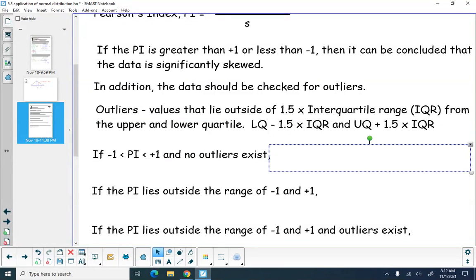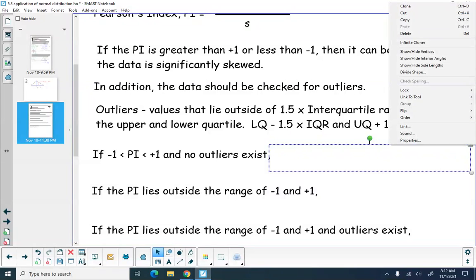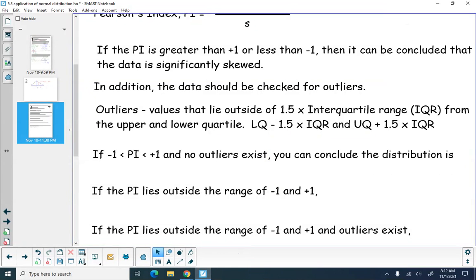If your Pearson index is between 1 and -1, you have no outliers, you can conclude that you have a normal distribution, approximately normally distributed. Once again, it's a relative concept.